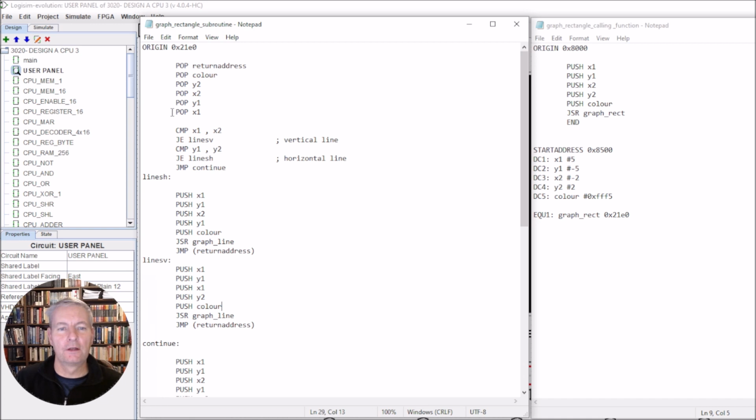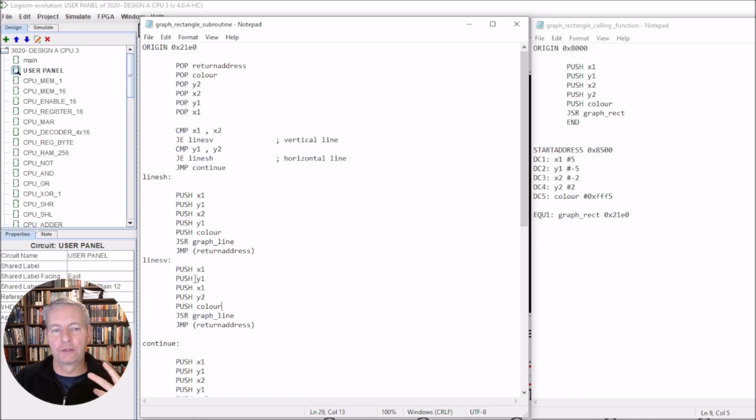So you can see here that we have the jumping to lines horizontal, which is this one here. So we'll quickly talk through these first of all. If we're doing the vertical line, it jumps down to this point here. Now at this point we're then going to push these in a particular order.